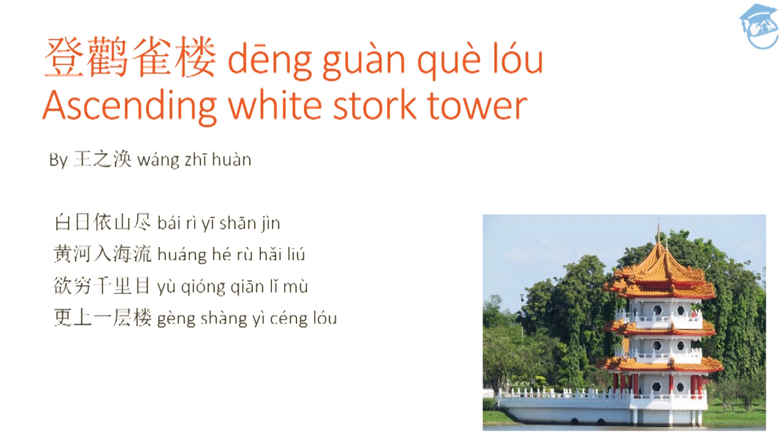白日依山尽，黄河入海流。欲穷千里目，更上一层楼. Okay, now you realize that every single verse is 5 words, and in some poems it is 7, okay?